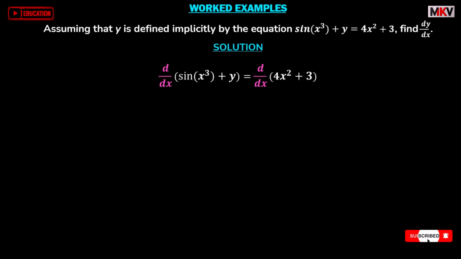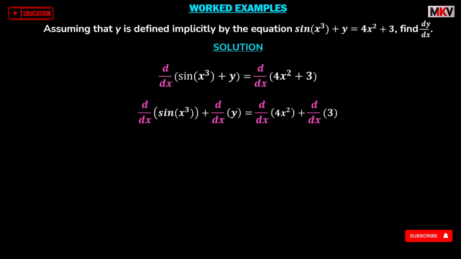So we differentiate the left side, sine of x cubed plus y, then we differentiate the right side, 4x squared plus 3. With the differentiation, we break up all the terms. So we differentiate sine x cubed, differentiate y, then on the right side, differentiate 4x squared, then differentiate 3.